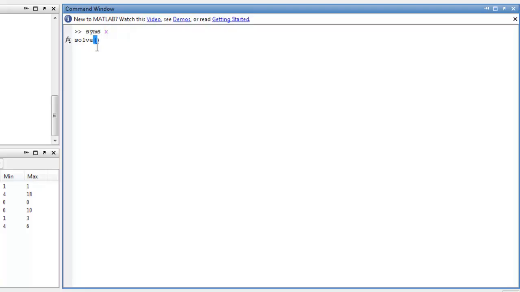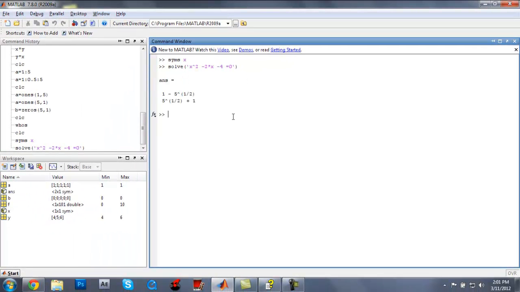I will use the function solve in single quotes, x to the power 2 minus 2 into x minus 4, I think it's fine, equal to 0, hit enter. Yeah, it gave me the answer. These are two values of x, 1 minus 5 to the power 1 by 2, that is 1 minus root 5, and root 5 plus 1. Right, I'm not going to solve this equation by hand.